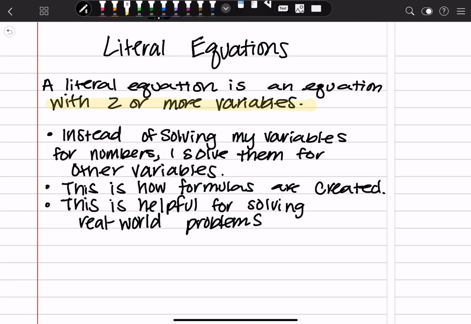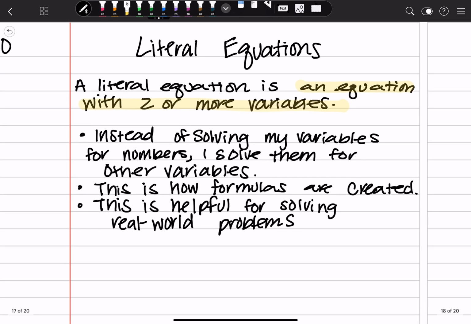So I'm going to go ahead and highlight these things that are important. And if you want to pause the video and write all of this down so that you can highlight with me, that's totally cool as well. Now, instead of solving my variables for numbers, I'm going to solve them for other variables. I'll show you some examples in a little bit. But this is how formulas are created. By the way, that's the answer to your EQ that you should have written up here.